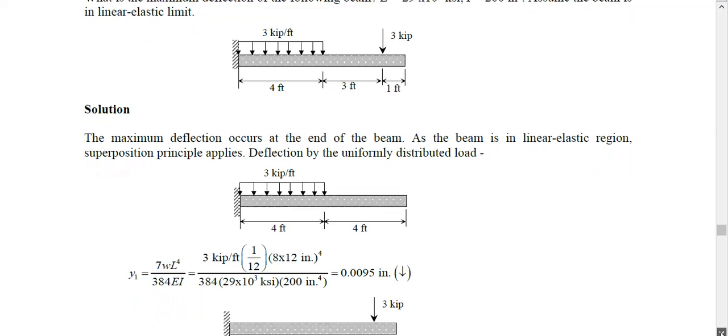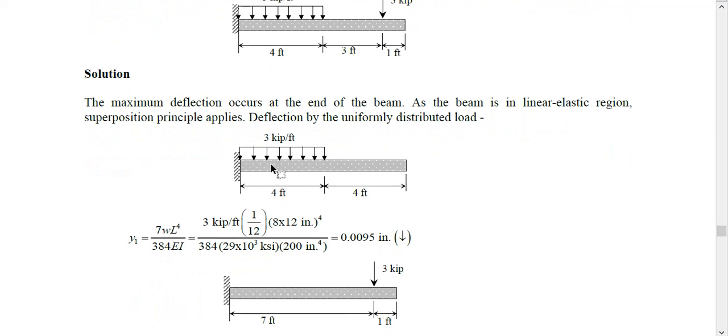Okay, so what we will do here: first we will determine the deflection at this point for this load, then we will find the deflection at this point for the other load, then we will sum up. How to find it for this? We saw the equation. There's a negative sign here that we did not use because we are assuming it is downward. We do not like to see a negative sign every time, so sometimes we omit it.